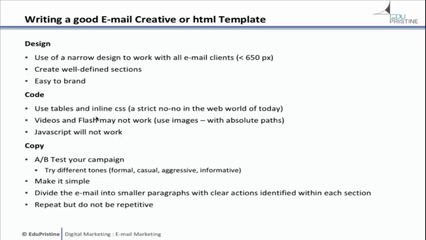So try doing a lot of A/B testing. Try different tones: formal, casual, aggressive, informative. If there's a particular product or service, try pitching that in a very funny way. See if that works. Try pitching it in a very formal way. See if that works. Try pitching it in an aggressive way. See if it works. So yeah, A/B test your campaigns. Try different tones and make it simple. Do not make the email a 5-page or an 8-page affair. Make sure it is very crisp, clean, and short.